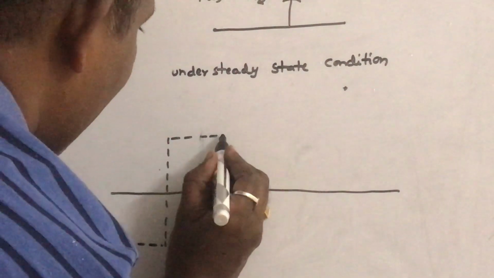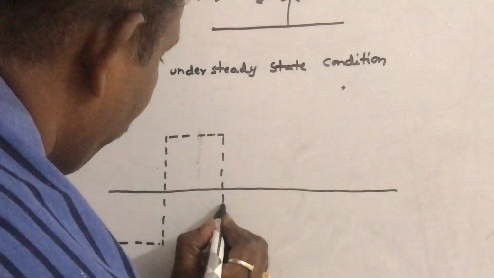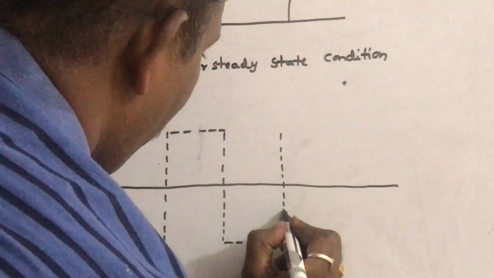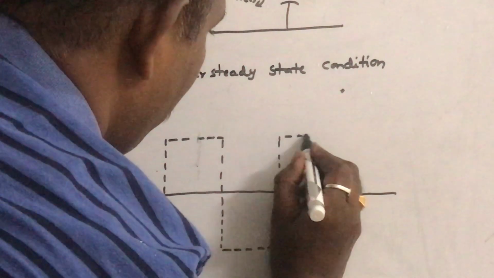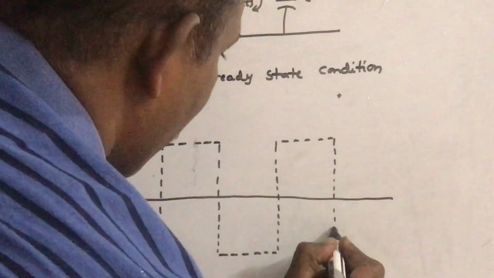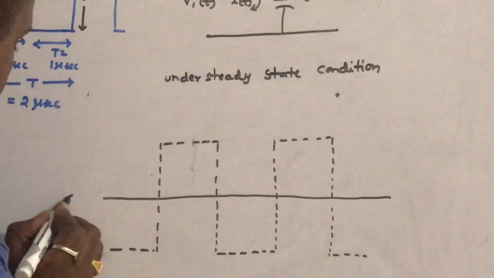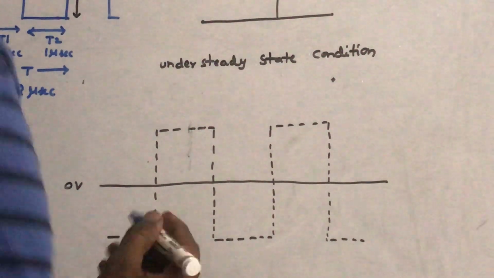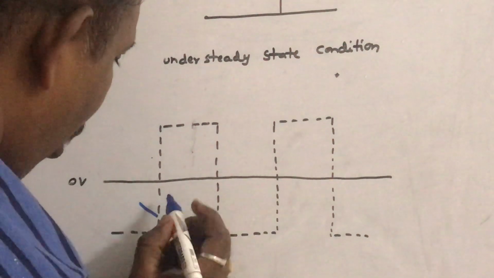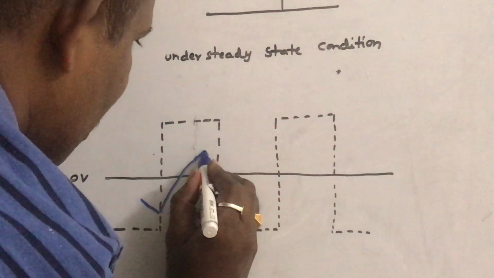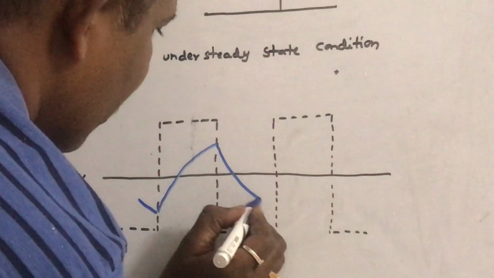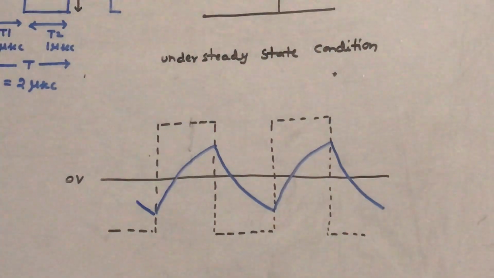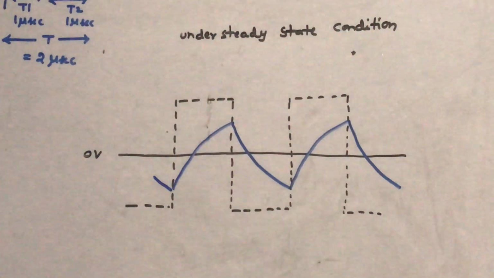It is clearly given that it is a symmetrical square wave. Let us draw this symmetrical square wave. This is drawn with dotted lines. This is the input, and this is the zero voltage level. So what is the nature of the response? When such an input is given, the output waveform will settle down to capacitor charging and capacitor discharging. This kind of response is observed across the capacitor.